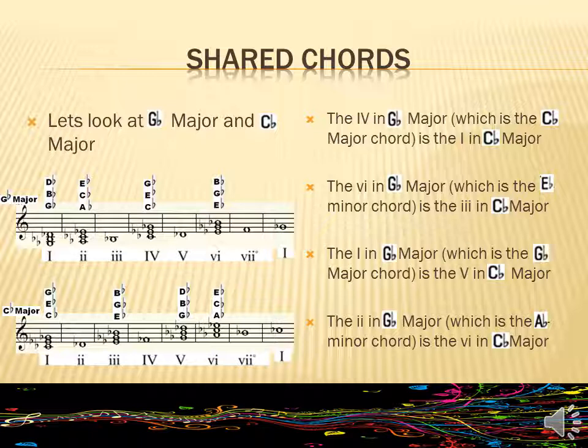The 4 chord in G flat major, which is the C flat major chord, is the 1 chord in C flat major. The 6 chord in G flat major, which is the E flat minor chord, is the 3 chord in C flat major. The 1 chord in G flat major, which is the G flat major chord, is the 5 chord in C flat major. And the 2 chord in G flat major, which is the A flat minor chord, is the 6 chord in C flat major.